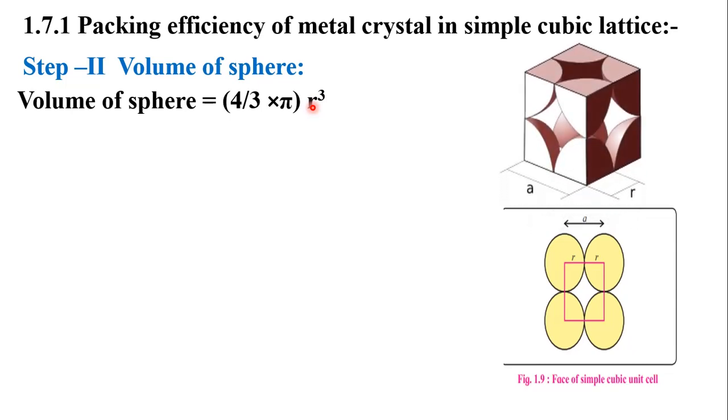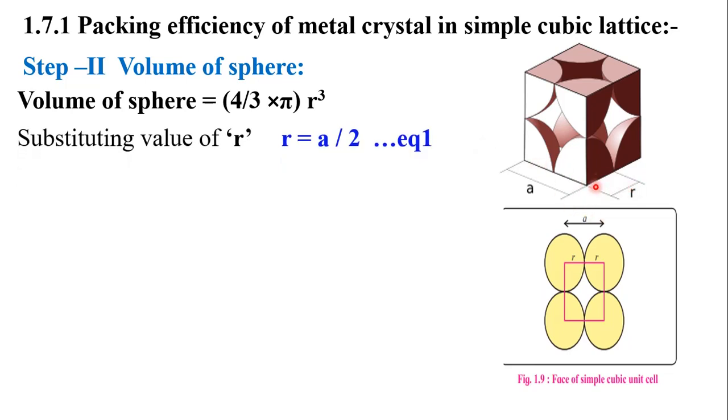And here, see here, this is the edge length, and this is the distance from the center of this sphere, which is nothing but the radius. So we substitute the value of r, that is A by 2. This is the edge length A, and half of this edge length is nothing but R, that is the radius. So R is equal to A by 2.